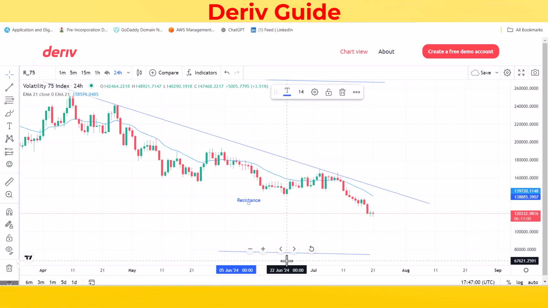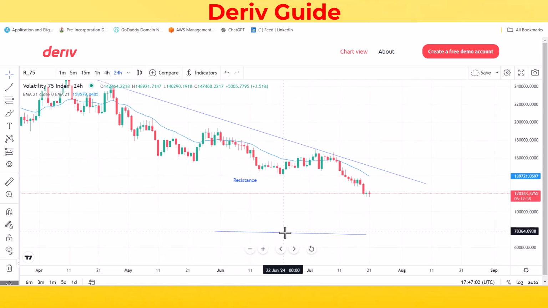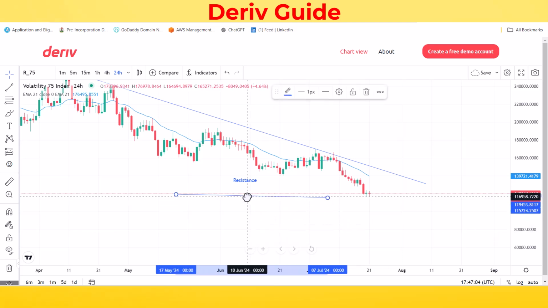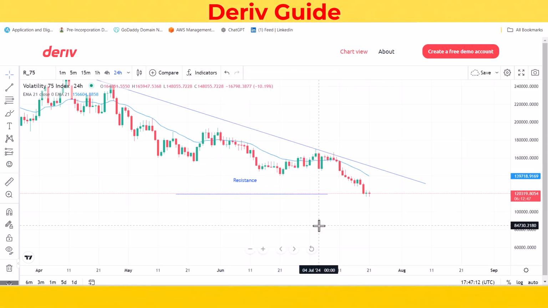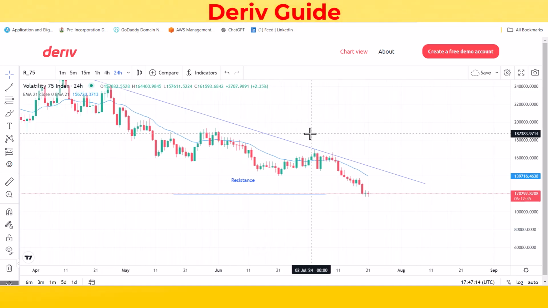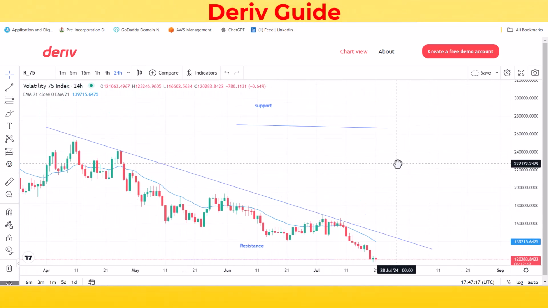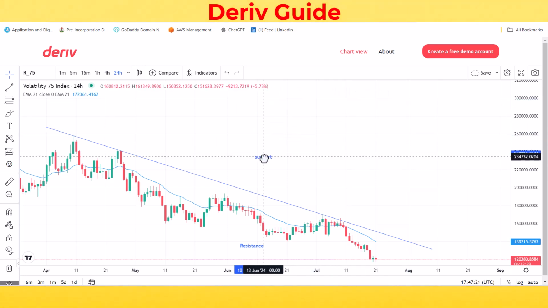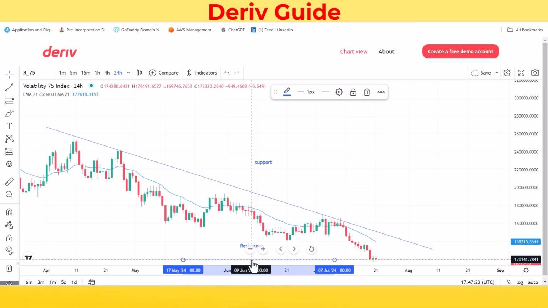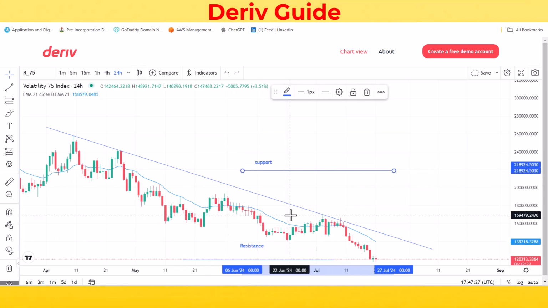So resistance. Straighten this line by adjusting the coordinates. Simply copy the coordinates from one end and add to the other end. Wait, so it's not straight. Alright, so I'll do the same for this one. Rather, I'll just copy and paste. Bring it up here.